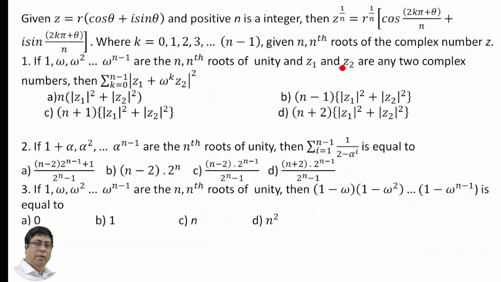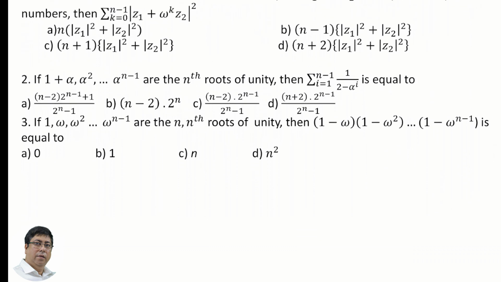And z1 and z2 are any two complex numbers, and we have to find the value of the summation for k equals 0 to n minus 1 of mod of (z1 plus omega to the power k z2) whole square. We have to find this value. So let's start solving this sum.